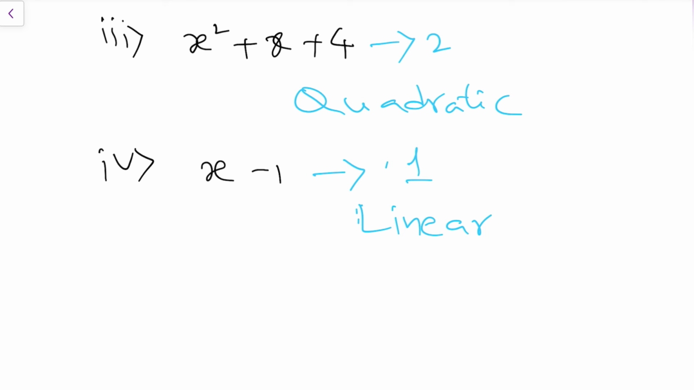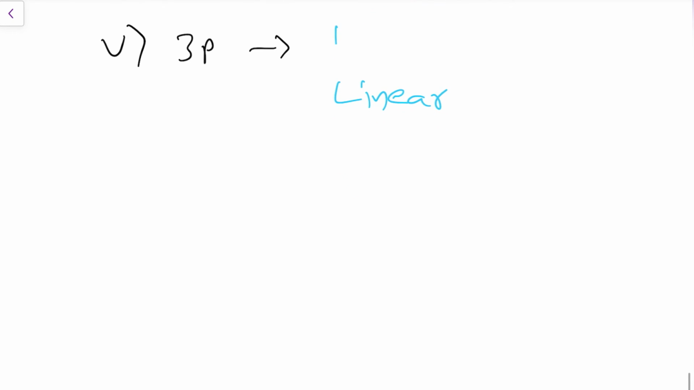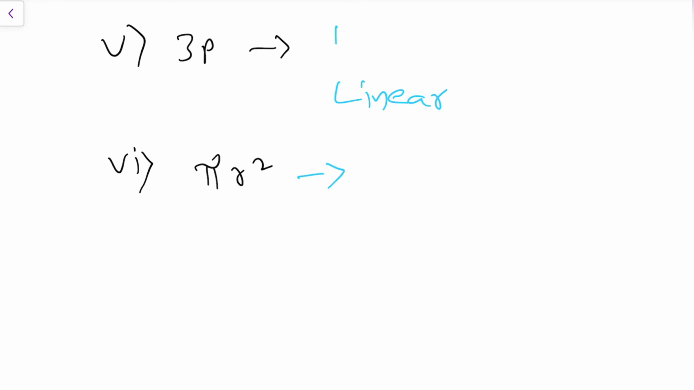Next, question number 5. 3p. The degree of this polynomial is 1, so this is also called a linear polynomial. Next, last question in this bit, that is pi r square. Here in pi r square, pi is a constant, so we need to compare r square, that power is 2, so the degree is 2, so this is called a quadratic polynomial.